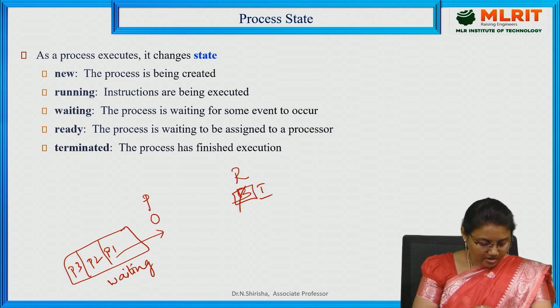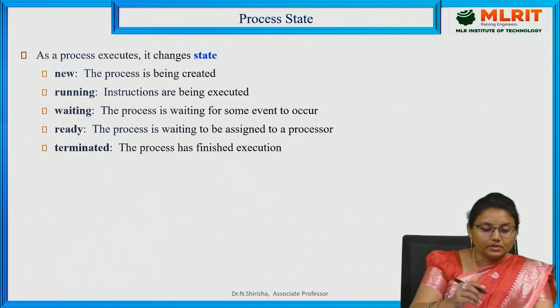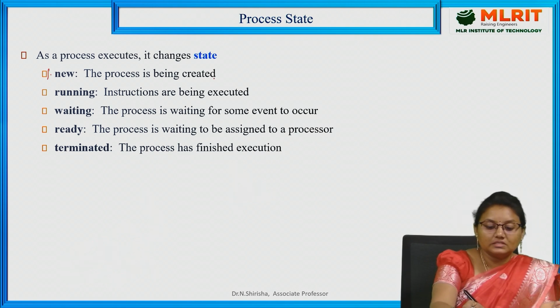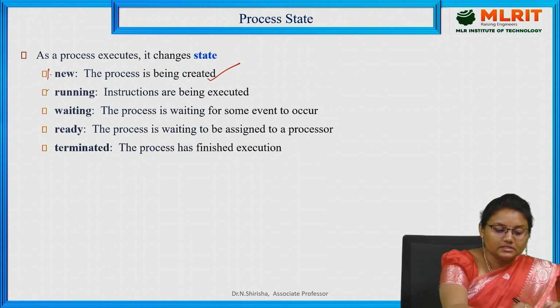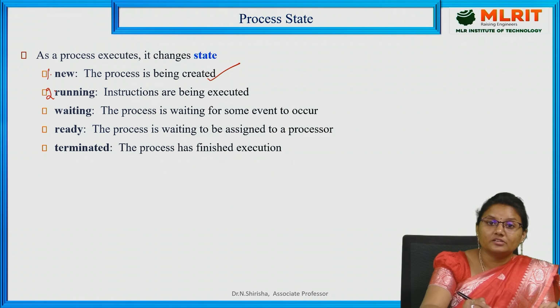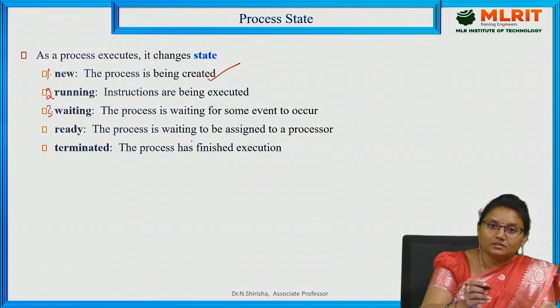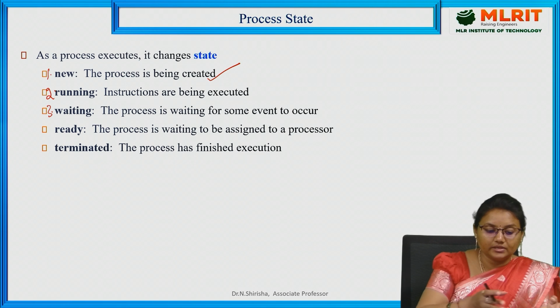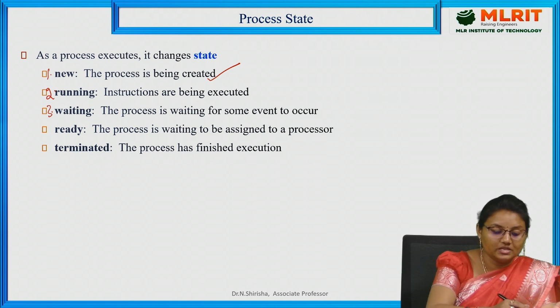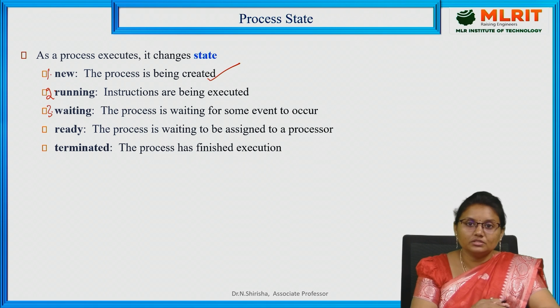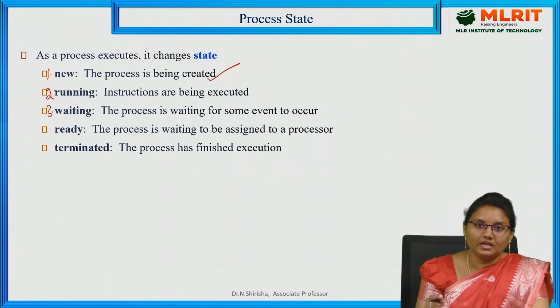So there are different states like this. If you see here, first one, new. New is when a process has been created. Initially it will be in the new state. Then the second one is the running state. Instructions are going to be executed. Then third is the waiting state, where the resources are busy. Then the process has to wait for an event to occur. For an event to occur means it will send some instruction saying that a process can avail the resource.